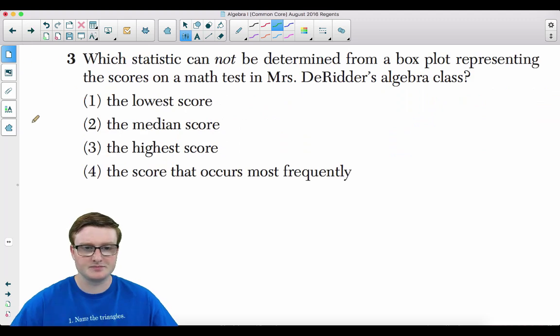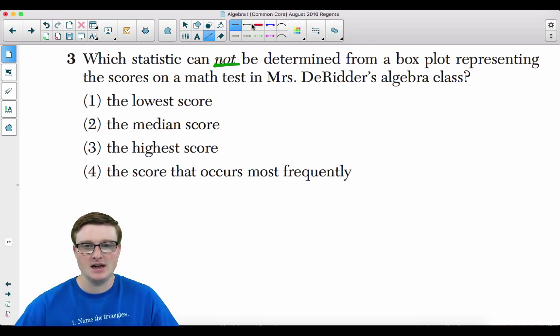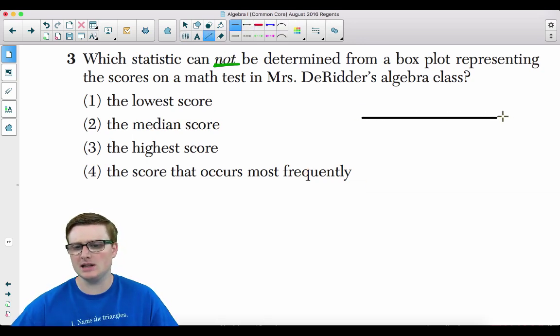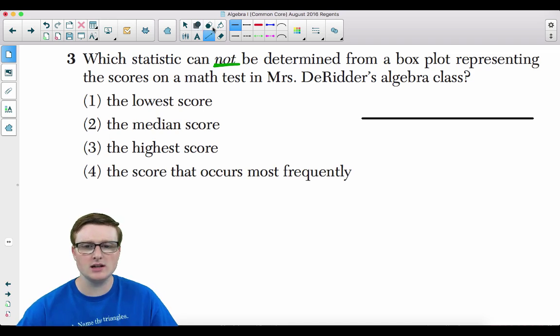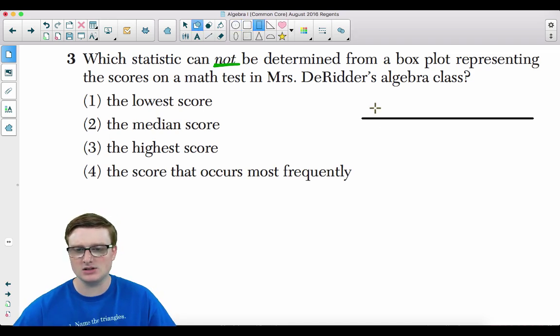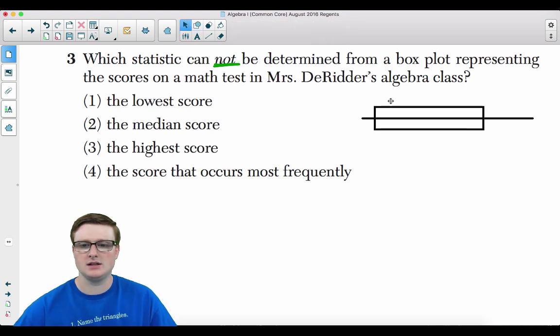All right, number 3. Which statistic cannot be determined from a box plot representing the scores on a math test in Mrs. D. Ritter's algebra class? So you need to know what a box plot is. And a box plot looks something like this. It's just a straight line with a box somewhere in the middle of this line. Maybe about there, I guess.